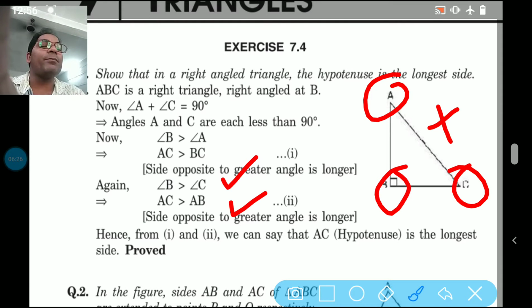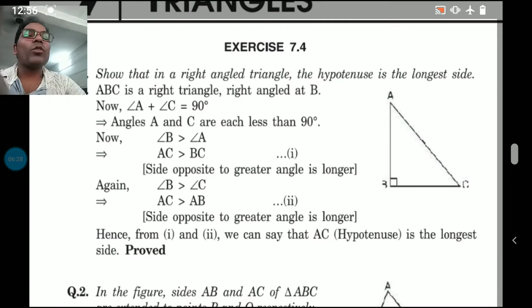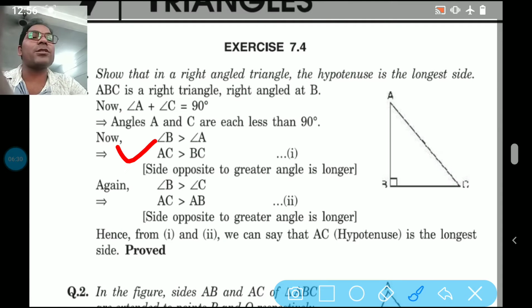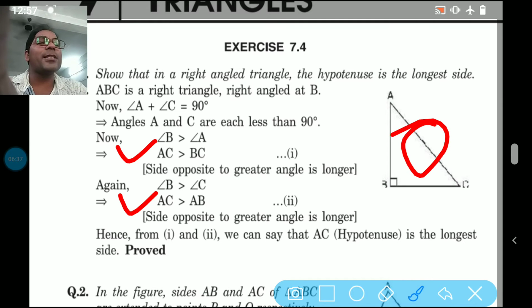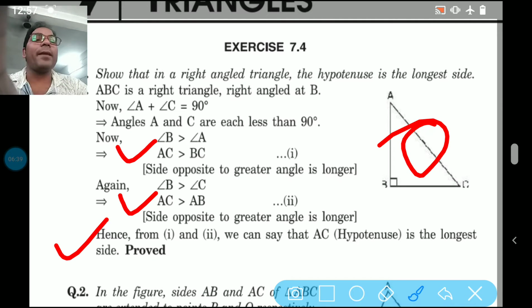Now you can see the side AC. From the first equation, side AC is greater than BC, and in equation 2, side AC is greater than AB. Hence the hypotenuse is the greatest side. Okay, so this proof has been completed.